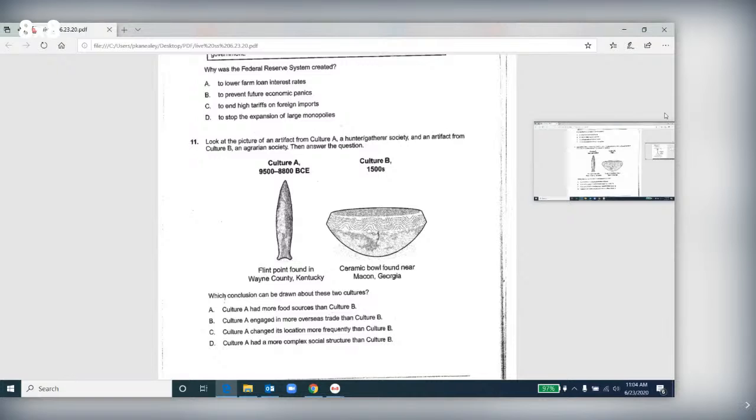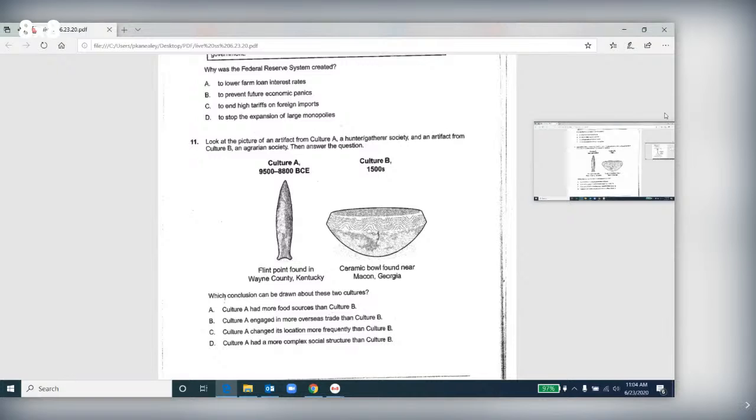And then D says culture A had more complex social structure than culture B. You can't infer that because it doesn't give you any information about that. The only really good answer would be C, because you know that when you hunt, you usually have to go where the animals are. So you're going to have to move a little bit. And that would be answer C. You're probably moving where the animals go.